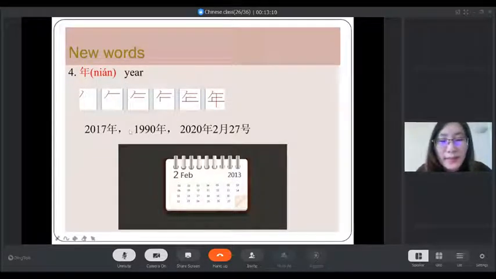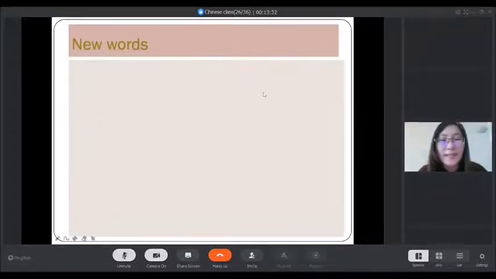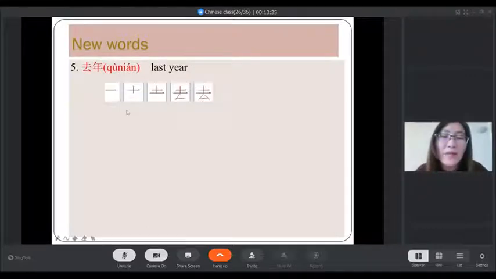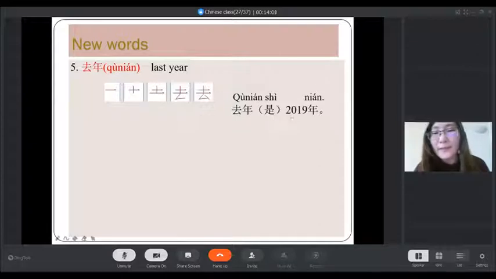So when you read the year, just read the number one by one. For example, this one, 2020, this year, we read it 2020年. So this is year 年. And if we want to say last year we say 去年. For example, 去年是2019年. That means last year is 2019.